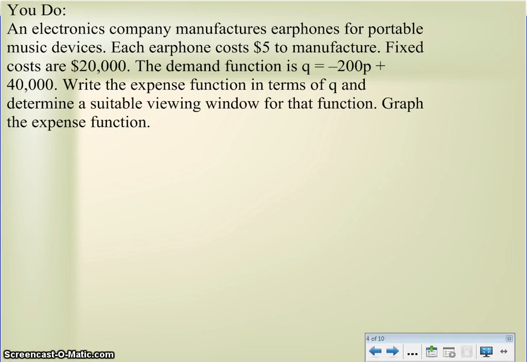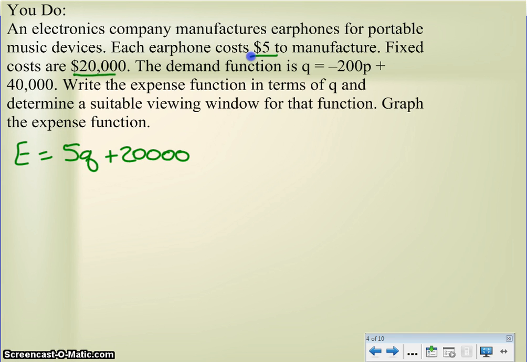All right, let's take a look at this one. It says an electronics company manufactures earphones for portable musical devices. Each earphone costs $5 to manufacture with a fixed cost of $20,000. So we know that our expense equation is E equals 5Q plus the 20,000.